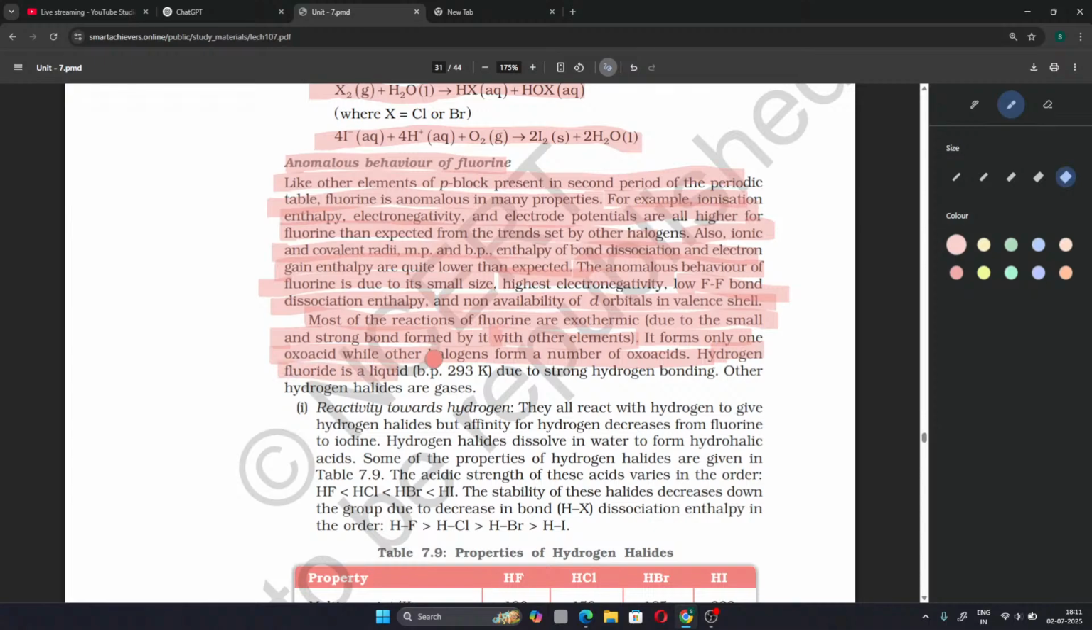Hydrogen fluoride is a liquid with a boiling point of 293 Kelvin due to strong hydrogen bonding, while other hydrogen halides are gases. Because of the strong hydrogen bonding of hydrogen fluoride, it is a liquid, but other hydrogen halides are not liquid and they are gases.